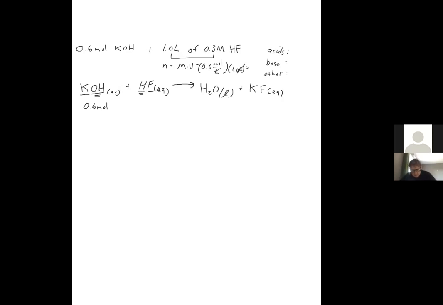Liters cancel, and we get 0.3 moles. Okay. They're not making the numbers particularly difficult to do here. They're making the volume 1 liter just so that you can do the arithmetic pretty easily. Now, here's what happens. These are going to react with each other.